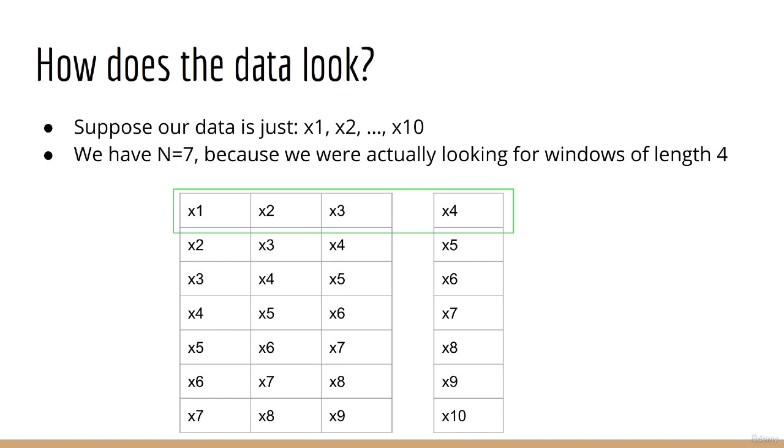Suppose our data is just x1, x2, all the way up to x10. In this case, if our input is x8, x9, and x10, we can't have x11 as a target because we don't have x11 in our time series. So in actuality, we only have n equals 7. So really it's like asking, how many windows of length 4 fit into the time series of length 10? That's 10 minus 4 plus 1, which is 7. And this is because the fourth value is the target.